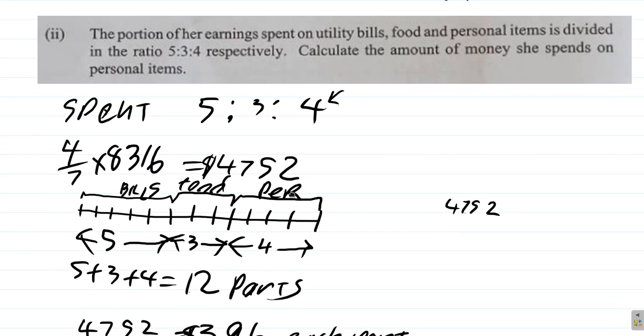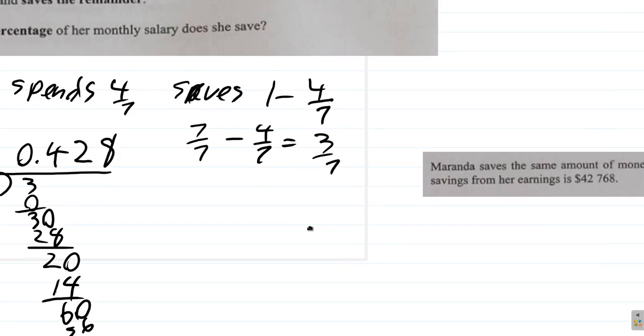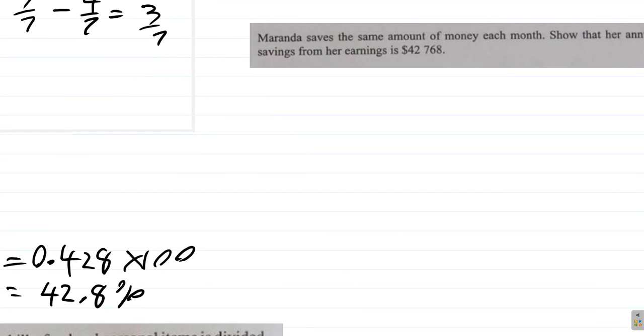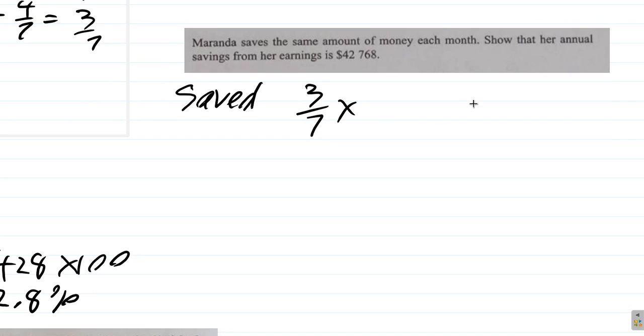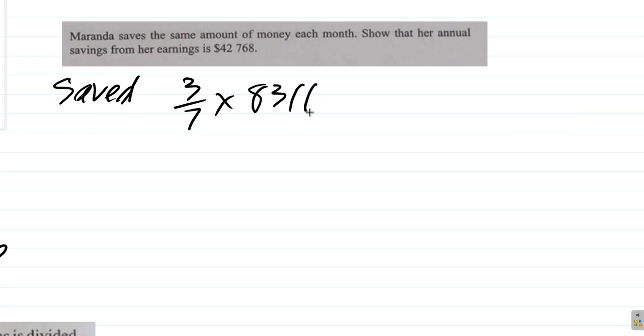So she spent 4/7 and she saved 3/7. If she saves 3/7, then how much she saved is 3/7 of the 83.16. When you say "of," it's like you're saying multiply by. All right, 3/7 of 83.16.